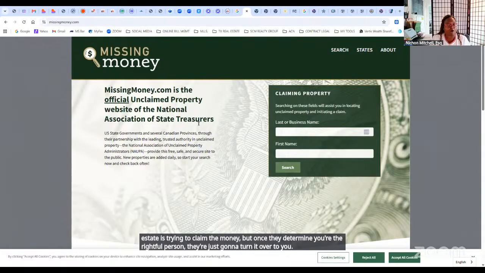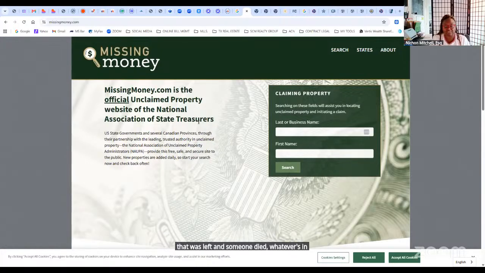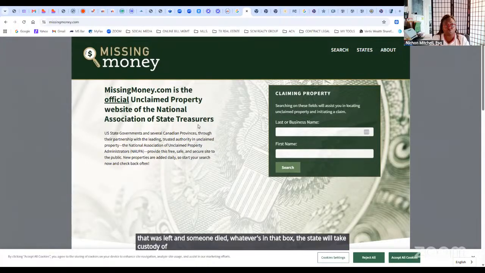I've helped people get all kinds of things, the old savings bonds. They don't hold just money, it could be property. Someone like a safety deposit box or a security box that was left and someone died, whatever's in that box, the state will take custody of and hold that. So it could be gold coins, it could be watches, it could be anything of value. It's not money. So sometimes on there they'll say asset, or they'll give you an indication that whatever's left is not money.